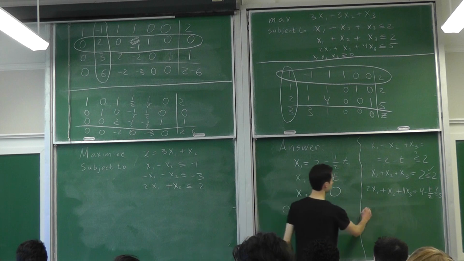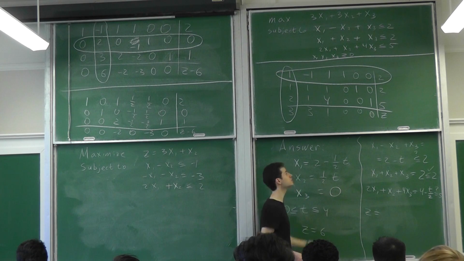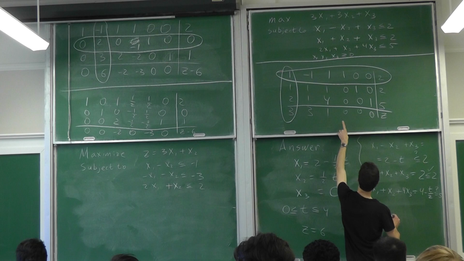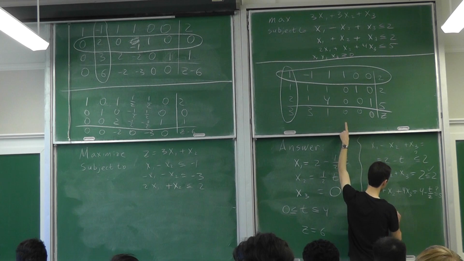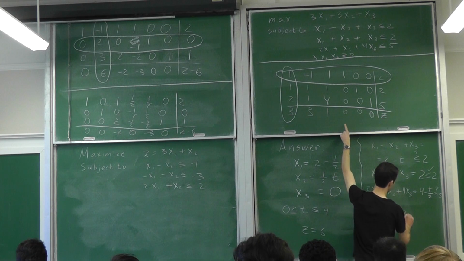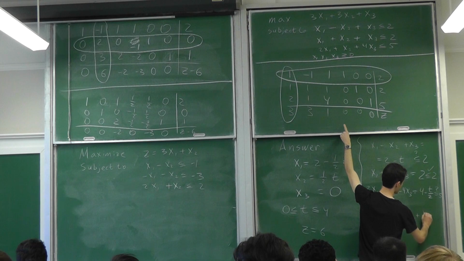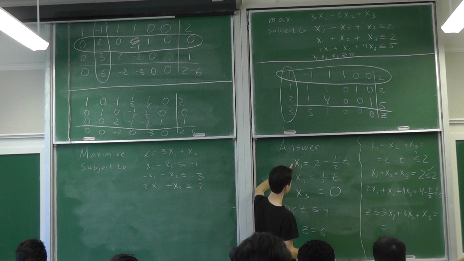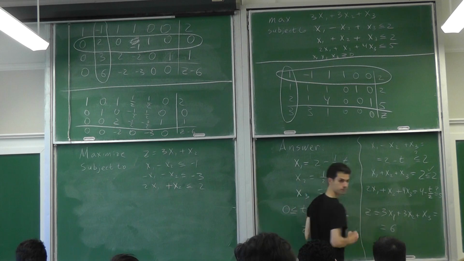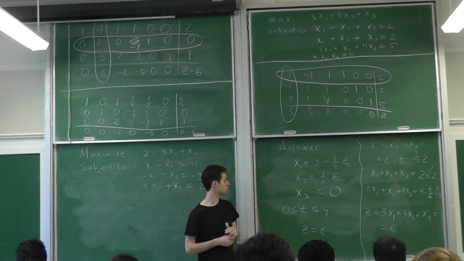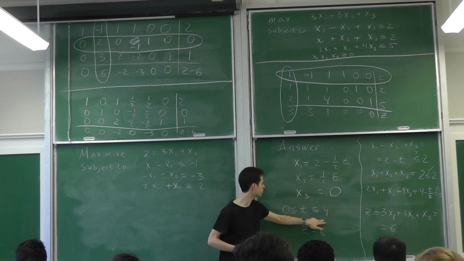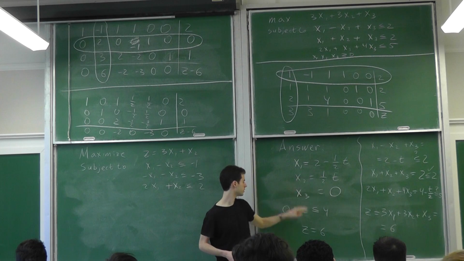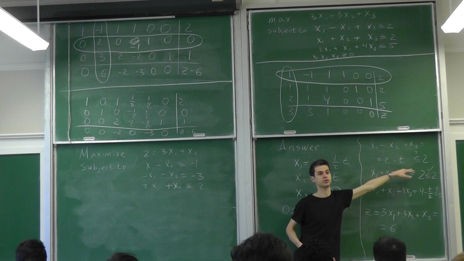And finally z, well, we expect it to be 6, but indeed it is 3x1 plus 3x2 plus x3. So it is 6. So we used this inequality to make x1 positive, this inequality to make this constraint true.